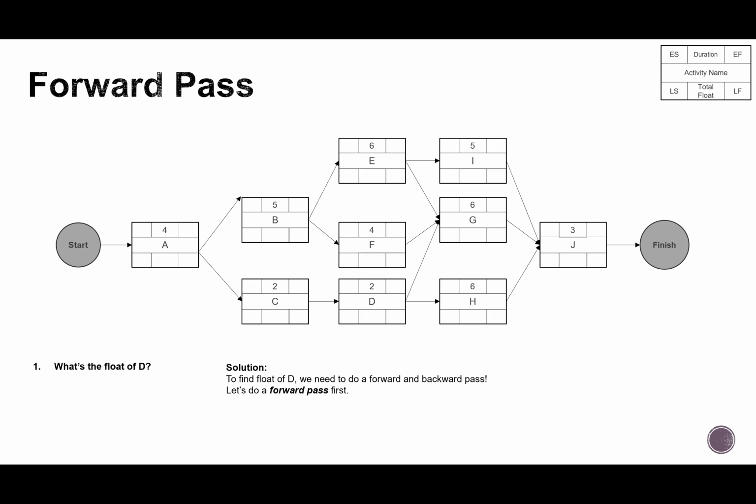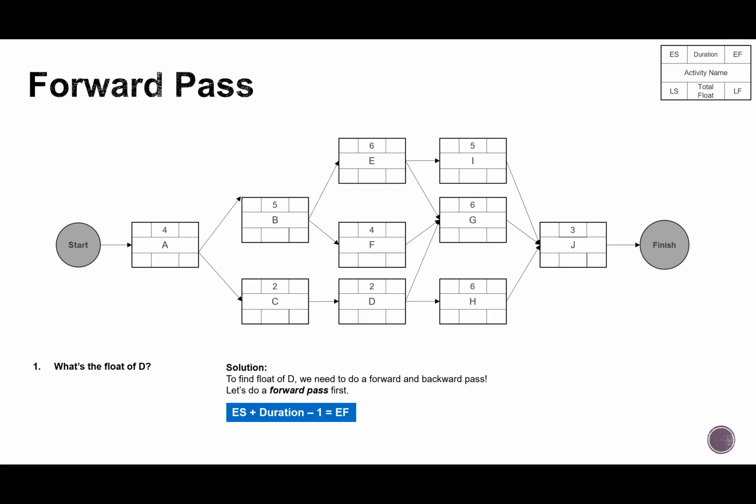To solve this problem and to find the float of D, I'm first going to have to do a forward and then a backward pass. So let's do the forward pass. This is the equation of the forward pass. I'm basically going to take the early start at the top left plus the duration that I have. I'm going to subtract 1 day, and that's going to give me the early finish at the right.